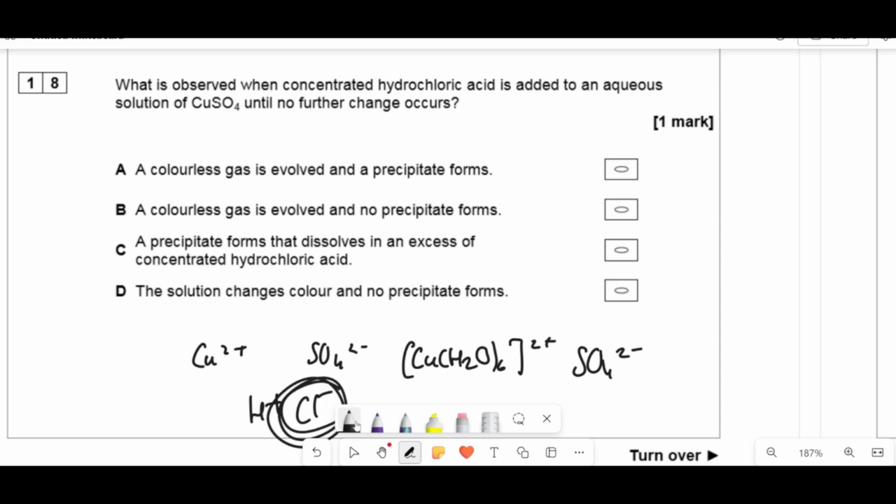What happens is these H2Os could swap with those Cl- ions and you end up getting a different complex ion. So it will change color, but you still have a solution and no precipitate would form, which is immediately D. A colorless gas is evolved? Well, what would the gas be? There's no carbonate here, so that's out. Again, for the same reason we won't have a gas, so that's out. And then a precipitate forms that dissolves in an excess of concentrated hydrochloric acid? Even if we were to have CuCl2, that's not really going to form a precipitate, so that one's out. So it's only got to be D.